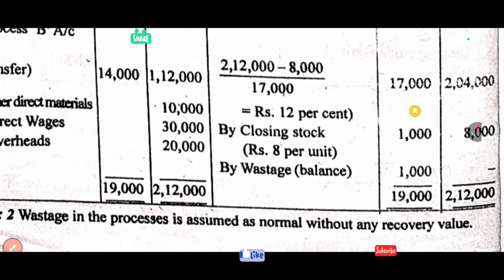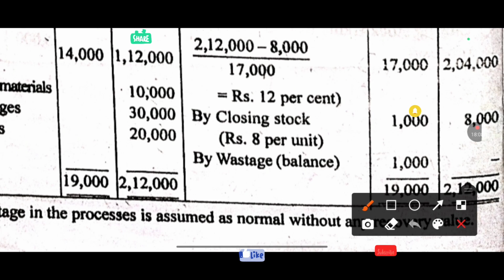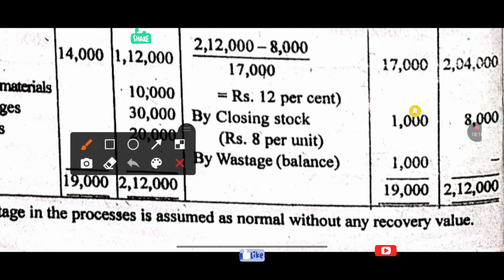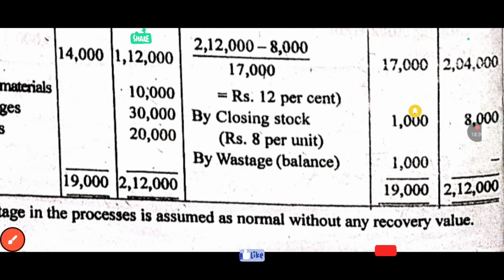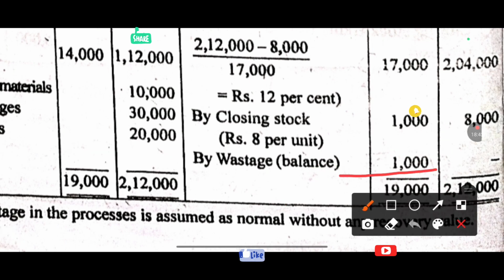Okay. We need to find out the cost per unit and unit column. Now we are going to calculate the unit column. Listen, what is the total units? The total unit is 19,000 units. Okay. Then we need to sum up the output 17,000 units and the closing stock 1,000 units. Add together, you will get 18,000 units. That 18,000 units is to be subtracted from 19,000 units. You will get 1,000 units difference. The 1,000 units is called balancing figure. Against this value you are going to write by wastage balance.